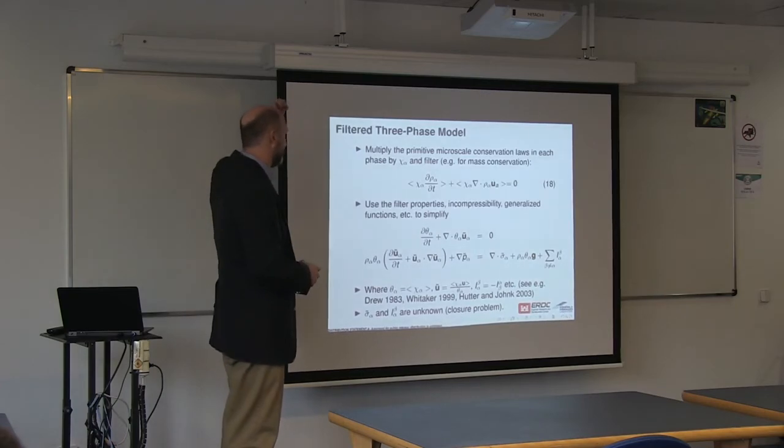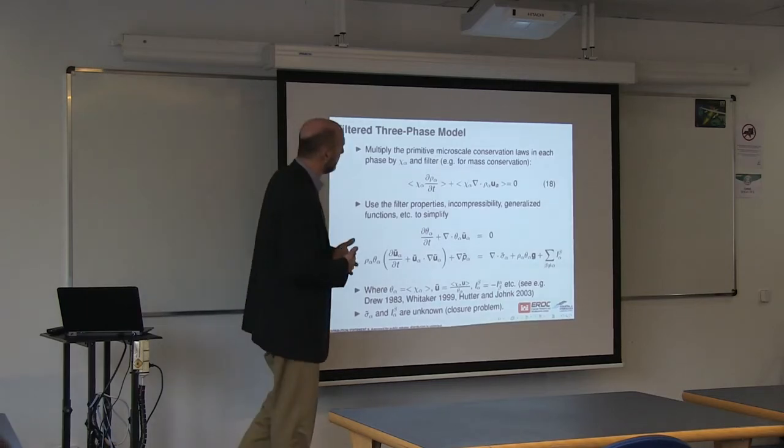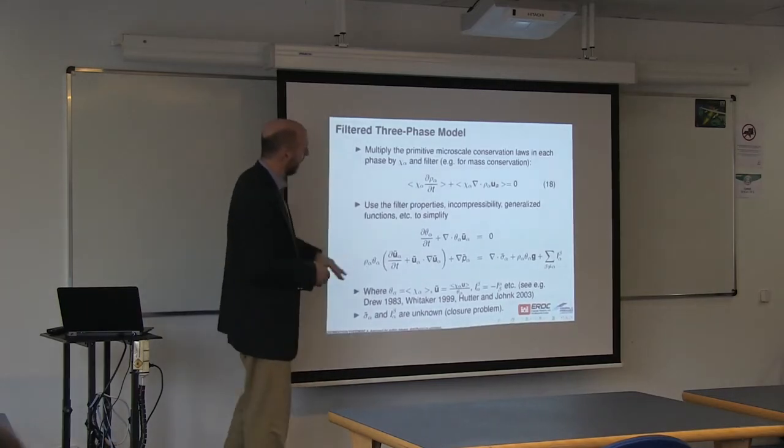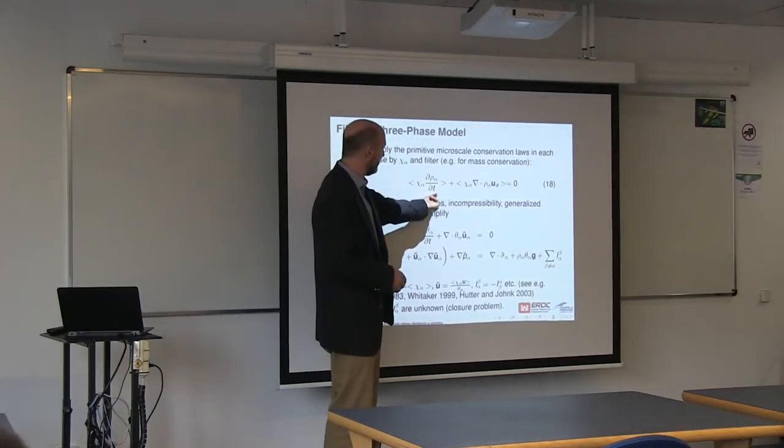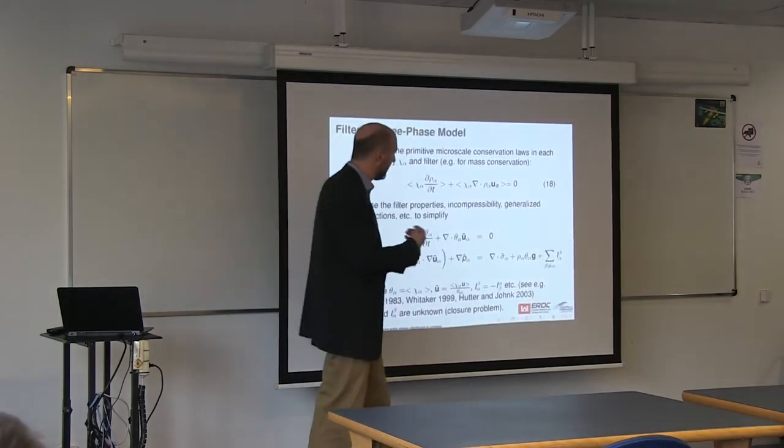So if I look at just, to begin with, just look at the mass conservation for one of the phases alpha. So my mass conservation statement would be d rho alpha dt plus div dot rho alpha u alpha at the microscale.